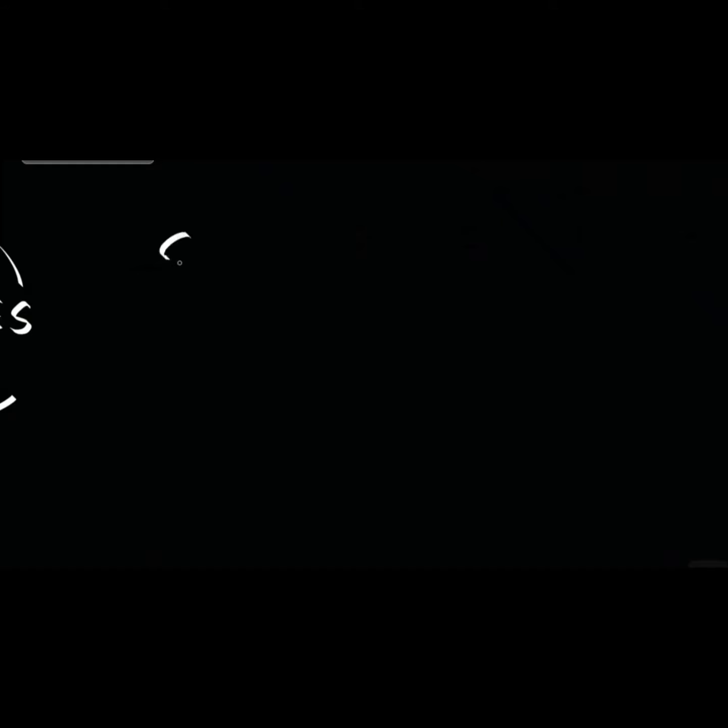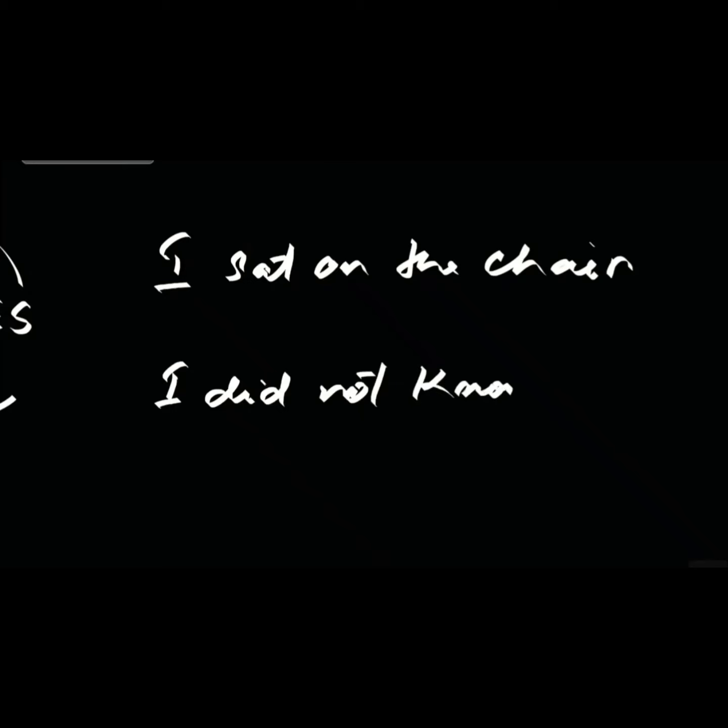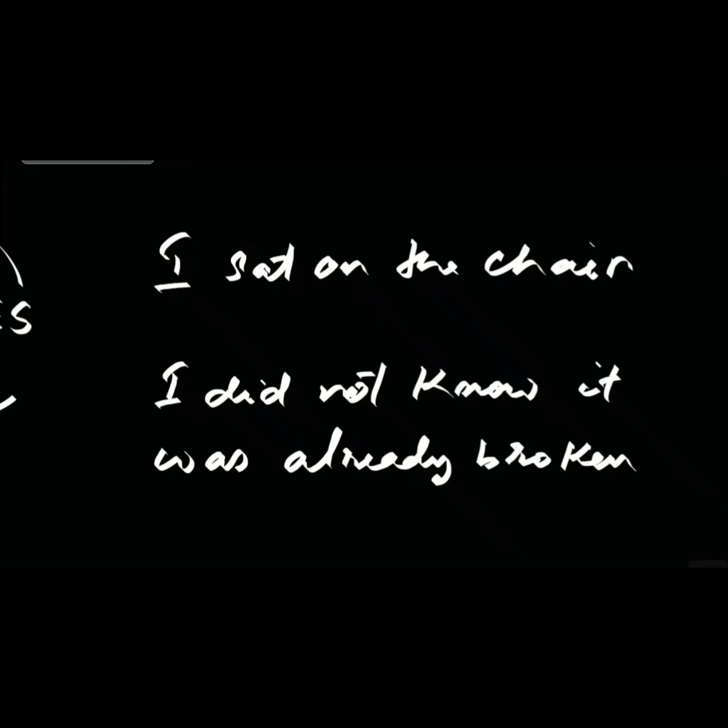Example: I sat on the chair. Meaning it is fine as a phrase, but there are worries. I sat on the chair, and I did not know it was already broken. So when we look at the phrase 'I sat on the chair' as a phrase, then 'I did not know it was already broken', the meaning is complete. But connectors are what join them. We'll discuss it at another time. So I said the connector 'and'.